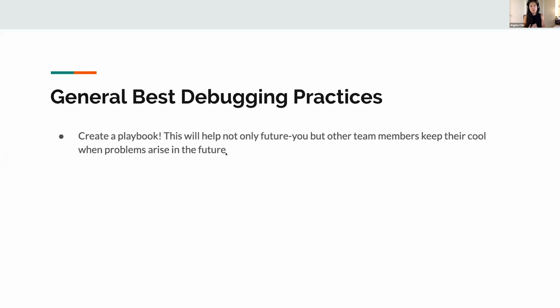And also by having a playbook that's shared amongst you and other members of your team, you also then have that shared working agreement on how you're going to tackle a problem.